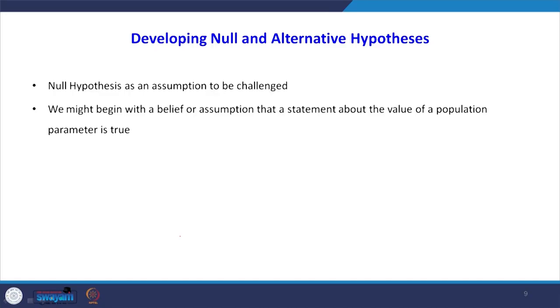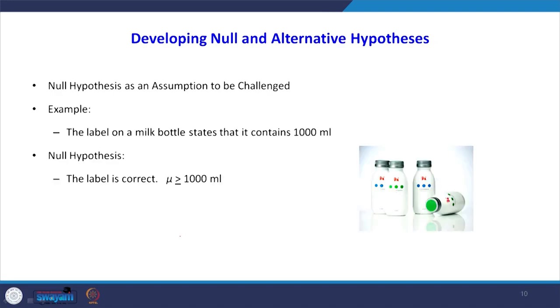We then use a hypothesis test to challenge the assumption and determine if there is statistical evidence to conclude that the assumption is incorrect. In this situation, it is helpful to develop the null hypothesis first. We will take one example of how to develop a null hypothesis. A null hypothesis is an assumption to be challenged. Example: the label on a milk bottle states that it contains 1000 ml. The null hypothesis is that the label is correct. So, mu is greater than or equal to 1000 ml.